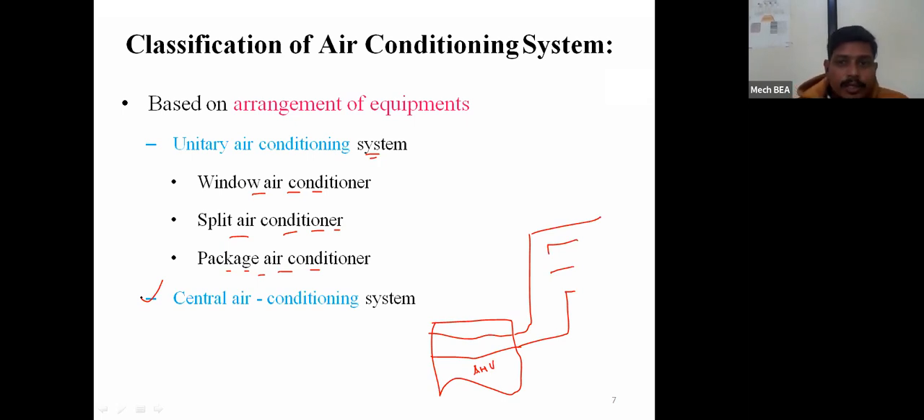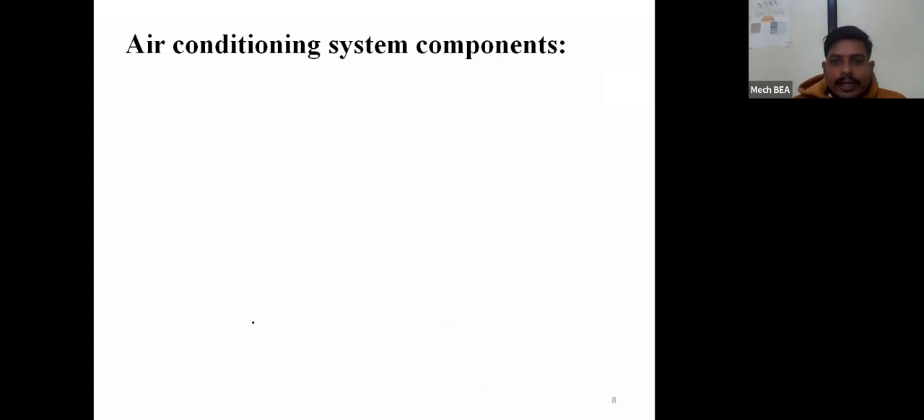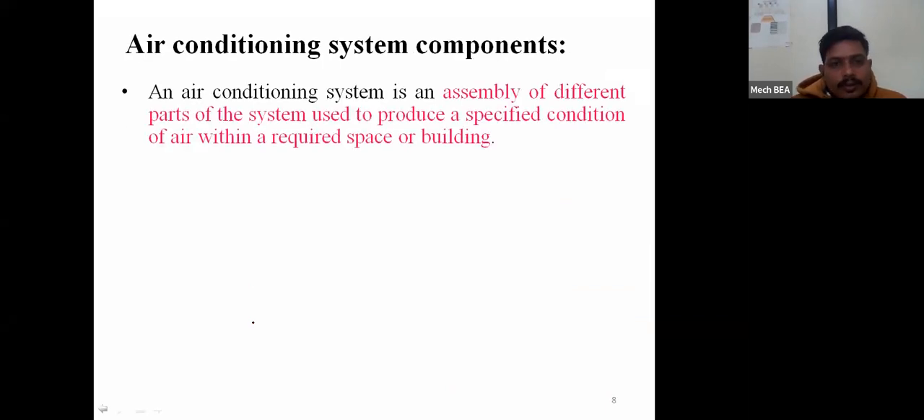So this is the classification of air conditioning systems. Now we'll see the basic components of an air conditioning system. An air conditioning system is nothing but the assembly of different mechanical parts, which is used to produce the specified condition of air within the required space or the building.